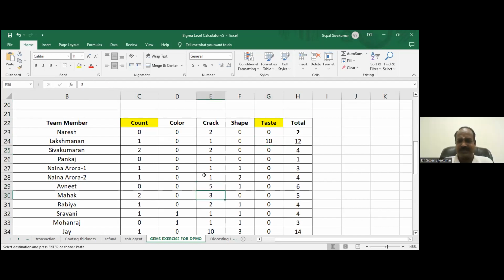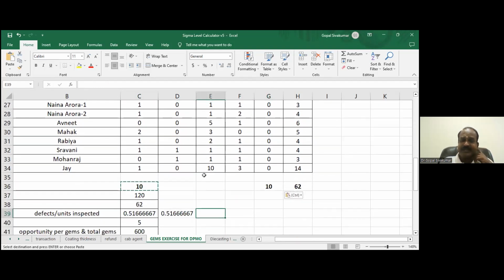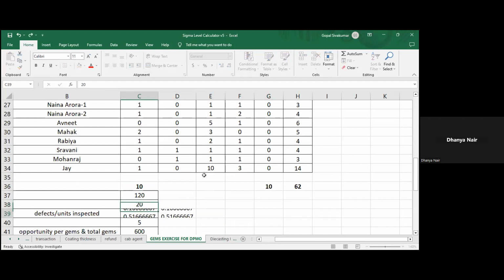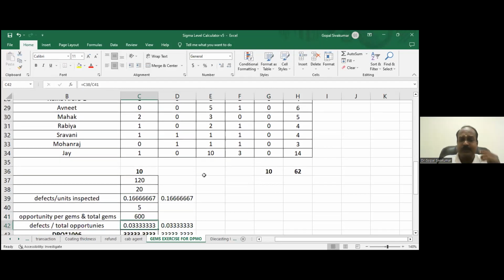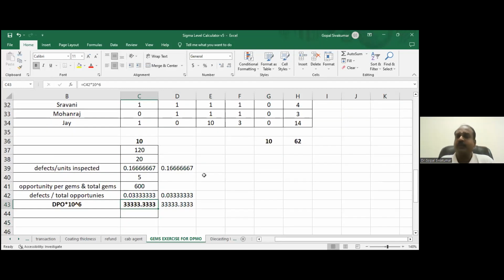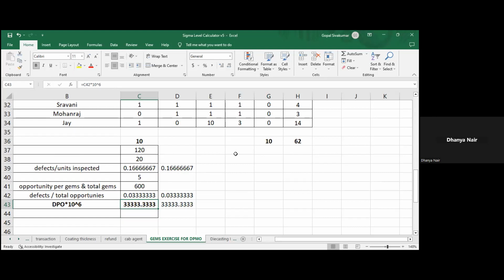No problem. We'll still calculate and understand, right? So the number of defects will now become how many? 20. Yes, right, sir. I put 20, then all the calculation will change. And look at your DPMO. It is now much lesser, but still on the higher side. 33,000, I think. The GEMS team should do something about it. Am I right? They should do something about it.